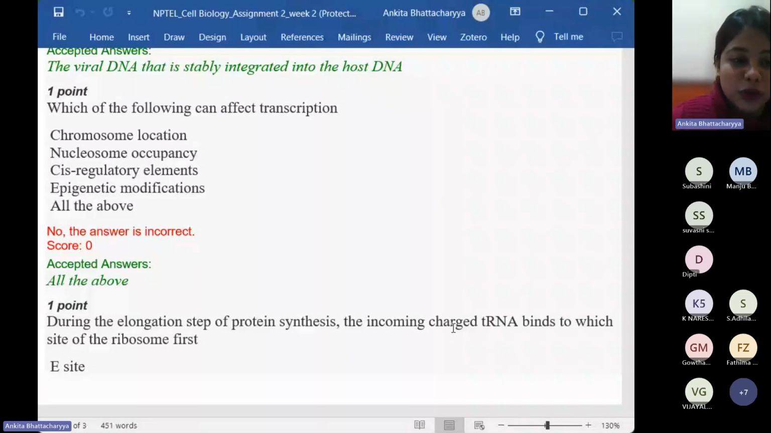First is the location of the chromosome. Certainly it can affect transcription. If it is part of the heterochromatinized region of a chromosome, then such areas are not accessible to the transcriptional machinery for transcription. Therefore, chromosome location is very important.